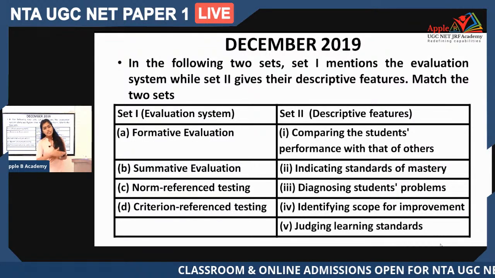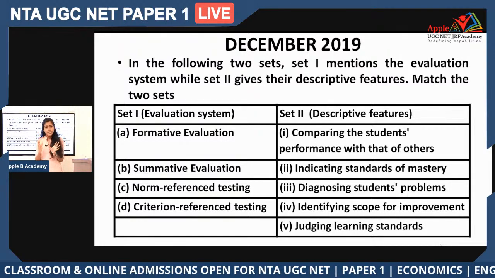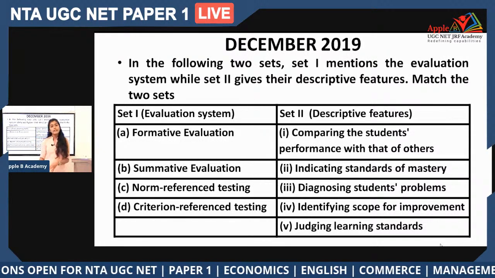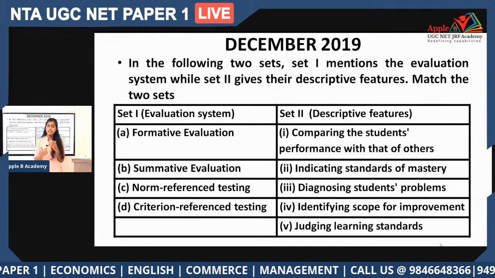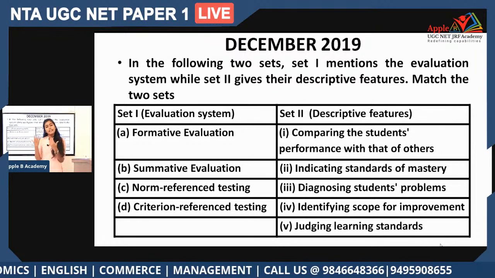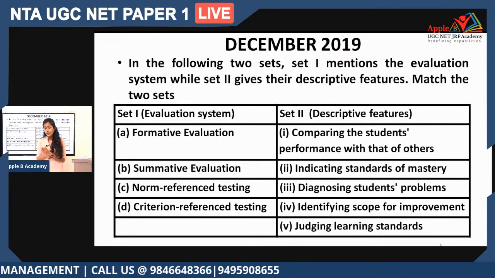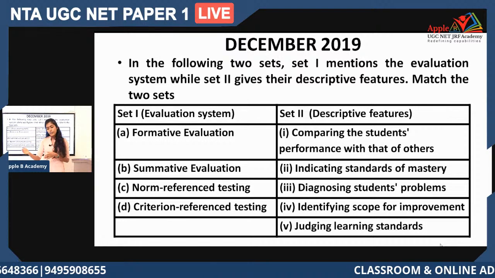When we have discussed about formative assessment, we had said that improvement is a key term or a key concept that comes under formative assessment, because under formative assessment we are focusing on the different problems that can affect the teaching learning process, and we are giving feedbacks for improvement as well. So you can easily connect option A with option 4, that is formative evaluation, identifying scope for improvement.